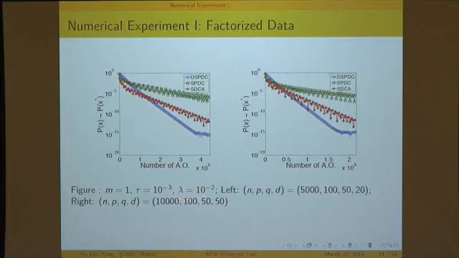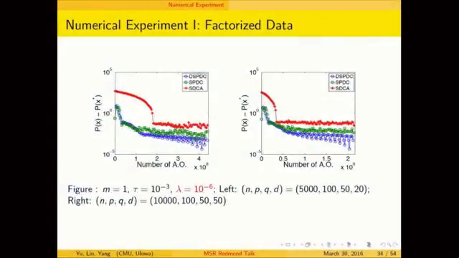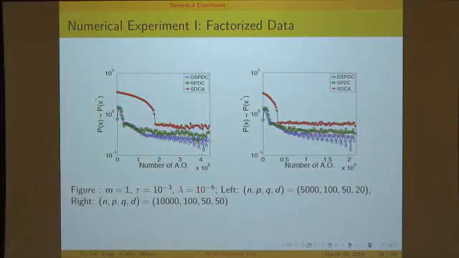And we also use lambda equal to 10 to the minus 2, which means that the kappa is not that large. But even for a small lambda, which means that the kappa is large, the SPDC is still comparable with SPDC, and actually it's a little bit faster. And SDCA is the slowest.